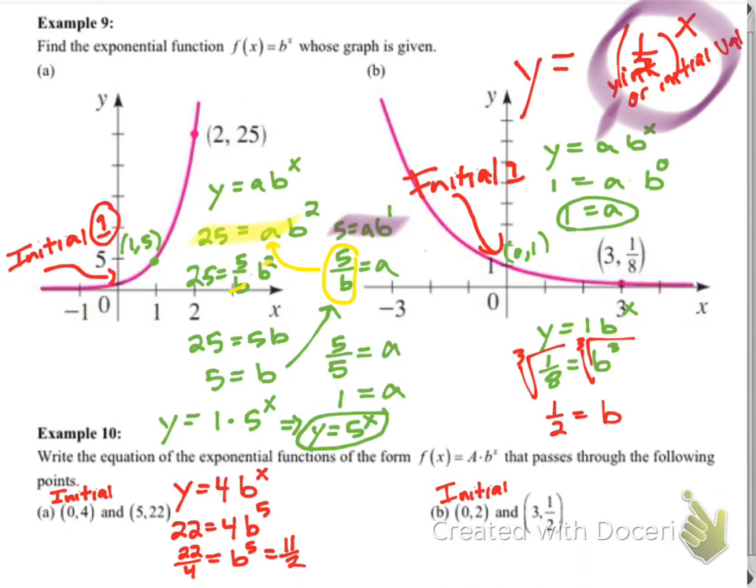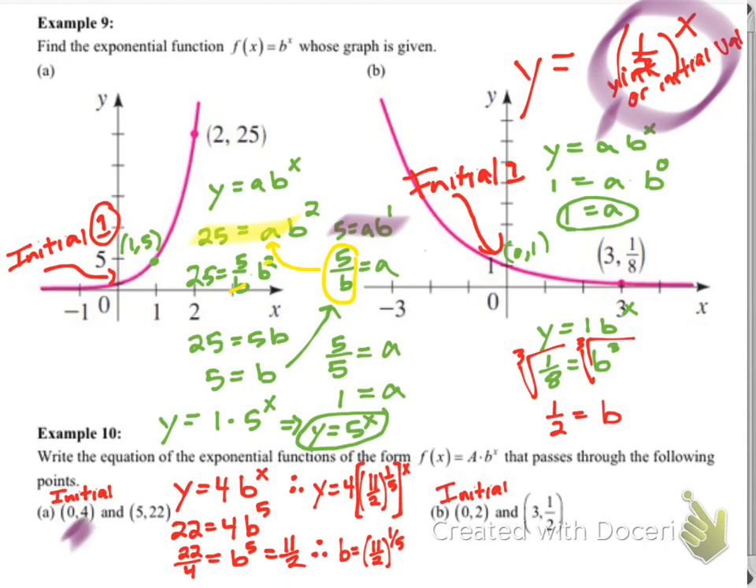And I hope you're okay with it, I went ahead and simplified that to 11 halves. The only thing left to do to get b by itself is to take the 5th root of both sides to undo that b to the 5th. So we'll raise each side to the 1/5, and there you have it. That's our equation. We have an a of 4 because it was our initial value.